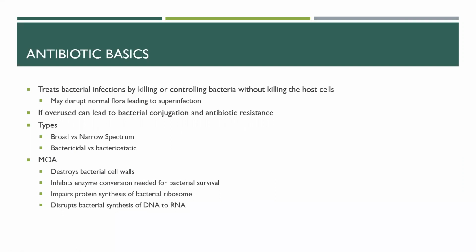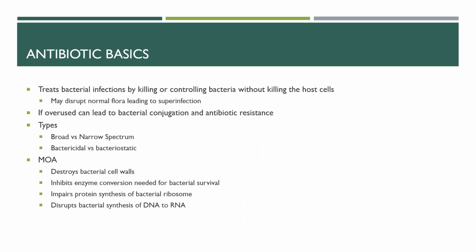We can categorize antibiotics in two ways. We can categorize them as broad spectrum versus narrow spectrum. Broad spectrum will treat any variety of bacteria, where narrow spectrum is created to treat certain bacterial infections. Then we have bactericidal, which kills bacteria, versus bacteriostatic, which just reduces their ability to grow.